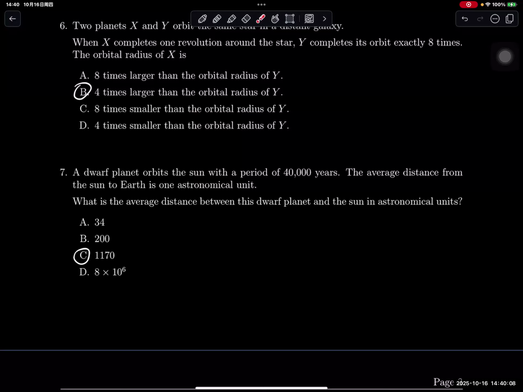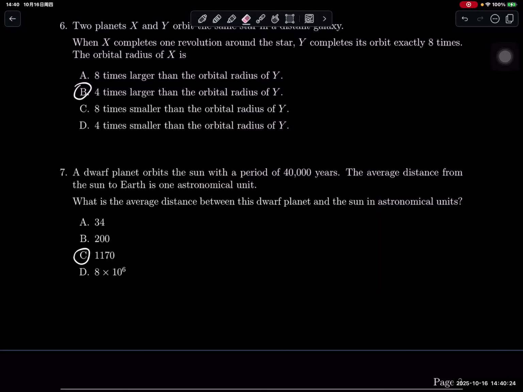But this question gives you a bunch of stuff, like astronomical unit. What the hell is that, right? So 1 AU is just a unit for distance. It represents the distance from the Sun to the Earth.